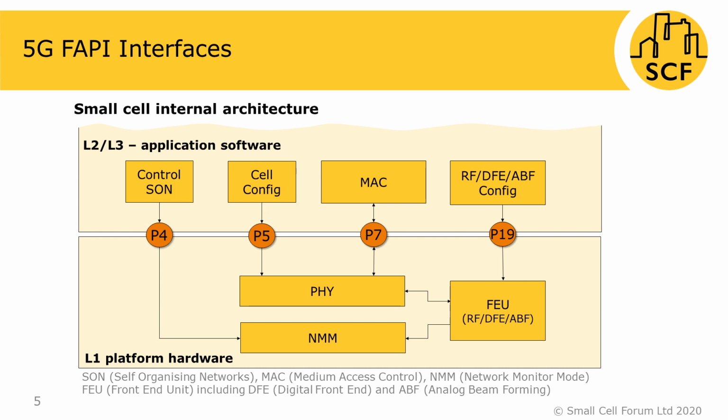In the next slide, we are talking about the basic interfaces of the base 5G FAPI. We have interfaces P4, P5, P7, and P19. P5 is the configuration and control interface. P7 is the data transfer interface, and P19 is a special interface, which is essentially for the control of the front-end unit, which is part of the radio system in the SRU. The other interface which we have here is the P4, which is the network monitoring mode or sniffer-like interface, and that does the network monitoring functions.